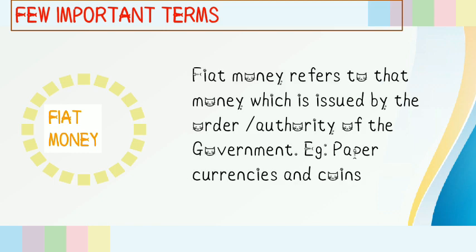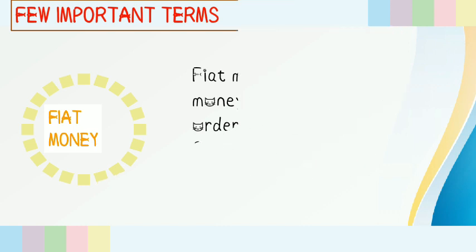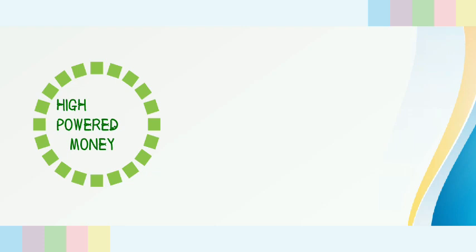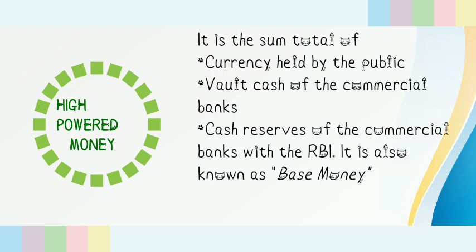Now coming to the last portion of this video, well, this is just for extra knowledge. We should know a few important terms about the money chapter. The first one is fiat money. Fiat money refers to that money which is issued by the order or authority of the government. Example, paper currencies and coins. The second term is high-powered money. It is the sum total of currency held by the public, vault cash of the commercial banks, and cash reserves of the commercial banks with the RBI. So high-powered money is also known as base money.